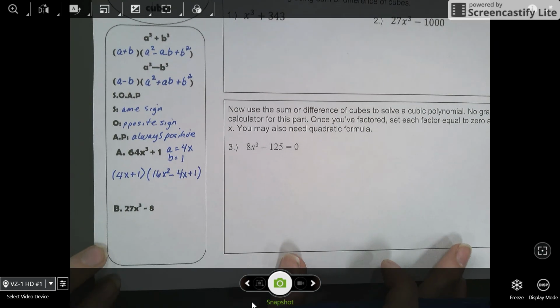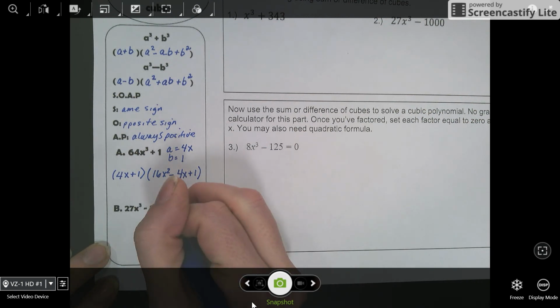All right, so let's look at the next one. Again, let's name our a and our b.